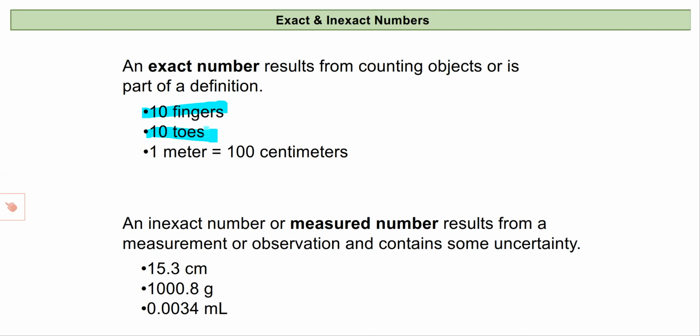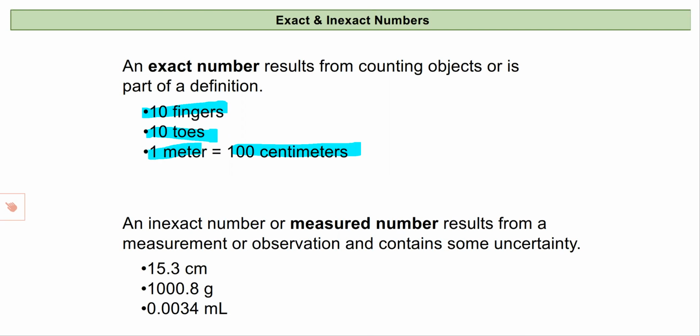I can also have definitions, which we consider to be like conversion factors. So I can define 1 meter as 100 centimeters. And these would all be considered exact numbers, and we won't consider them as having significant figures.